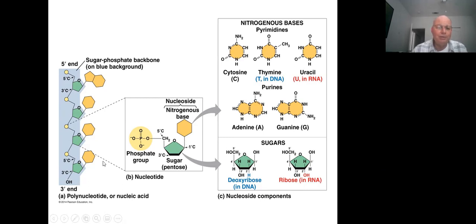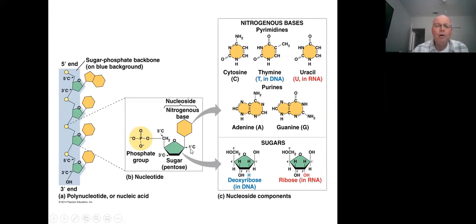These are assembled into a polynucleotide or nucleic acid strand. And the polynucleotide consists of a bridge between the 5' carbon of one nucleotide and the 3' carbon of the adjacent nucleotide, and that bridge consists of the phosphate group. So the phosphate group attached to the 5' carbon of one nucleotide bridges to the 3' carbon of the adjacent nucleotide.